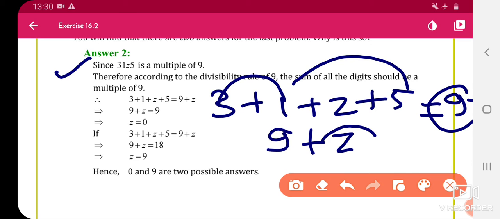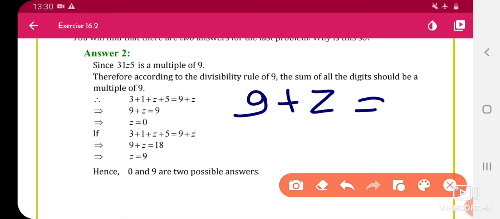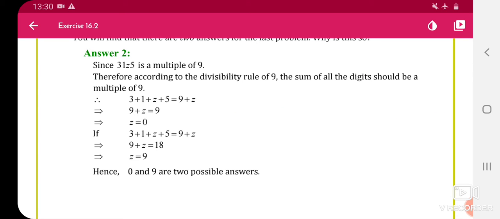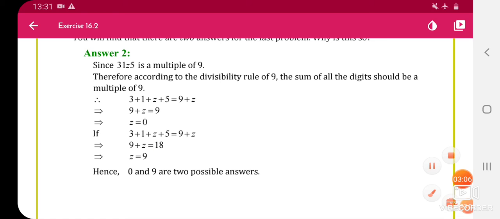We need a multiple of 9, so which value can we put here? The answer is 9, so we put 0 here: z equals 0, and the sum is 9. And after that, for the second answer, when we put 9 in the z place, 9 plus 9 is 18, because the question requires two answers. And 18 also comes in the 9 table. So the first answer is z equals 0, and in the second answer the value of z is 9. So the possible answers are 0 and 9.